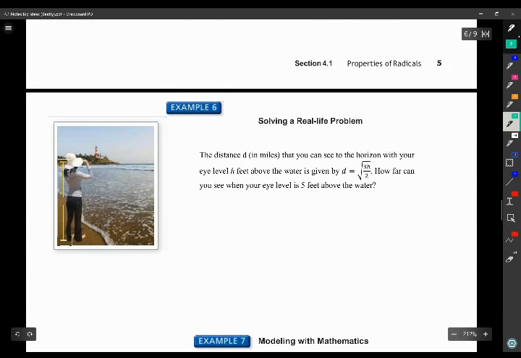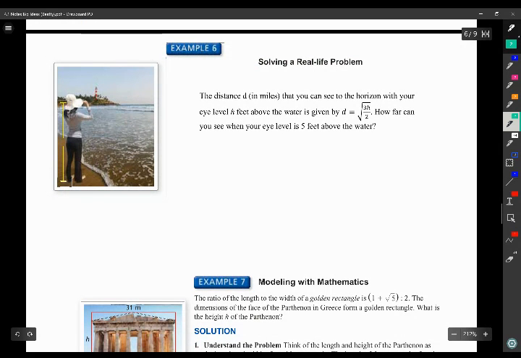When you look at solving the real life problems, it's kind of the same thing. They just want you to see if you can go further. So it's talking about the distance that you can see to the horizon with your eye level. And it says it's given by that equation. So D is equal to the square root of 3h over 2. And it wants you to see how far can she see when your eye level is 5. And so h is your eye level. And so they're just having you plug that in.